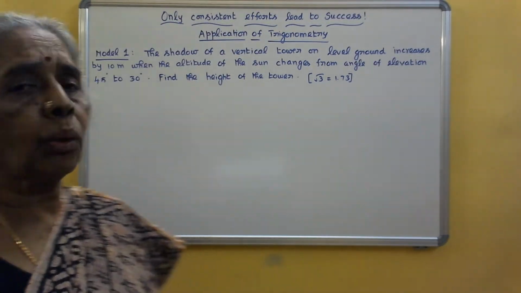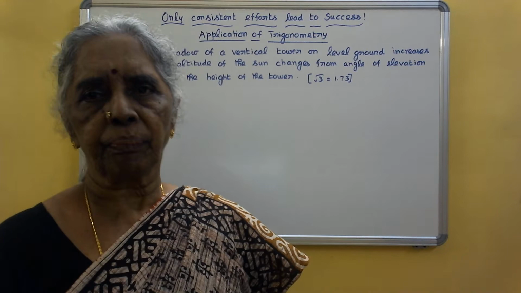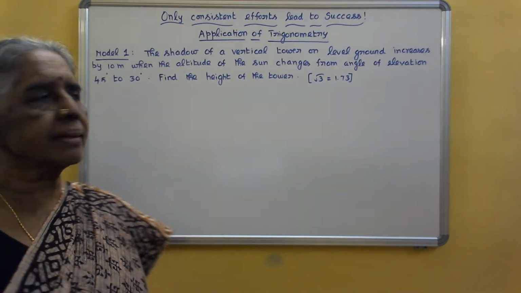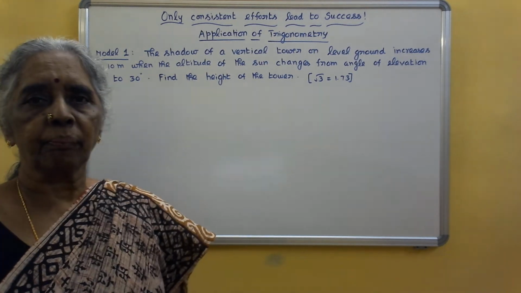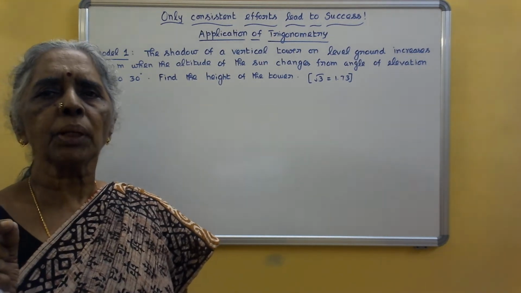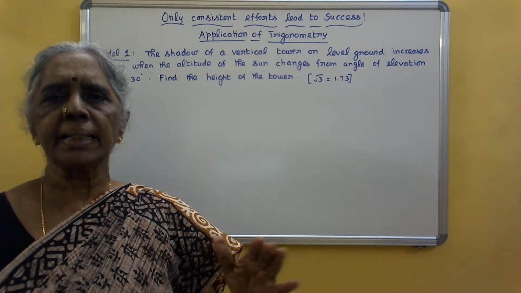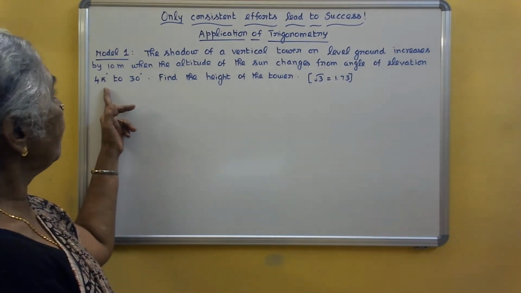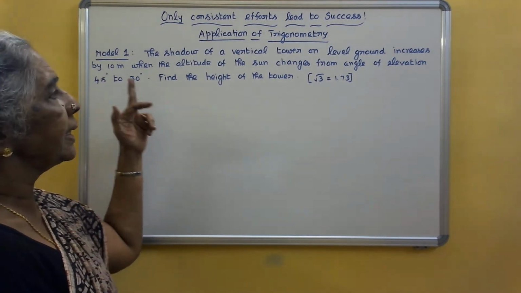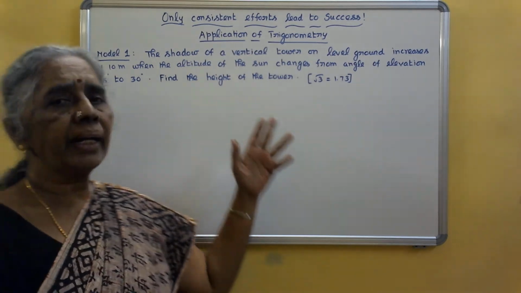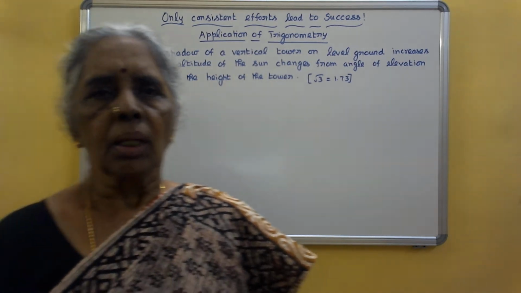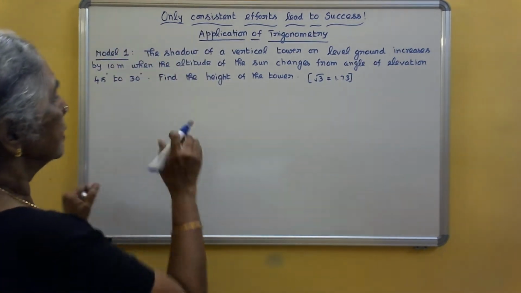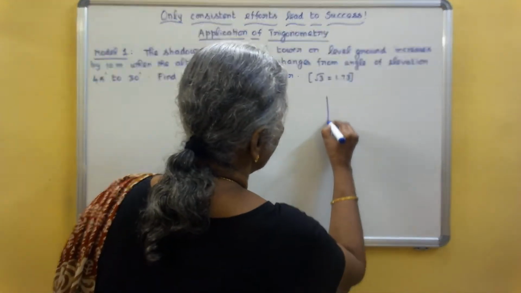The shadow of a vertical tower on level ground increases by 10 meters when the altitude of the sun changes from angle of elevation 45 degrees to 30 degrees. Find the height of the tower. So this sum, you have a tower. Okay. So let us draw the figure here.